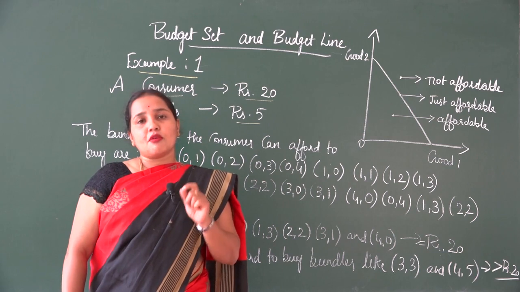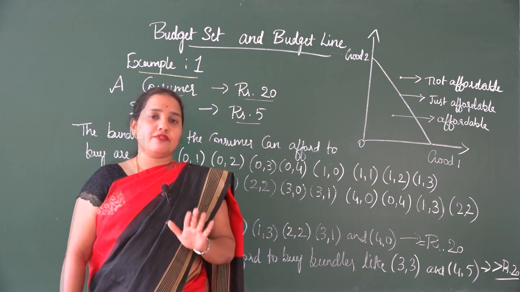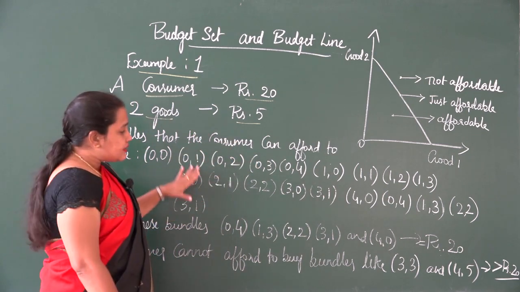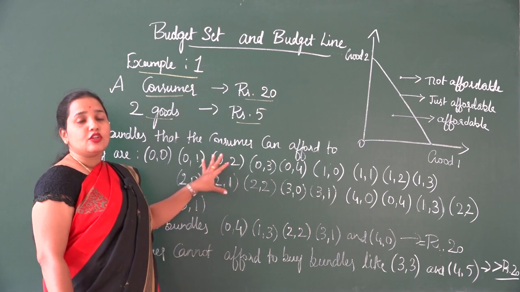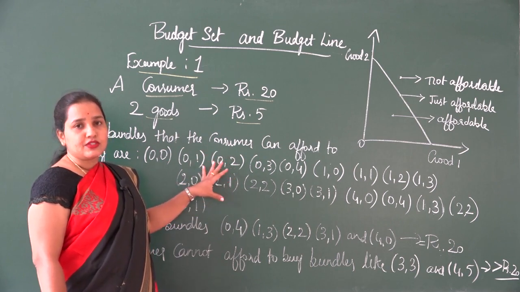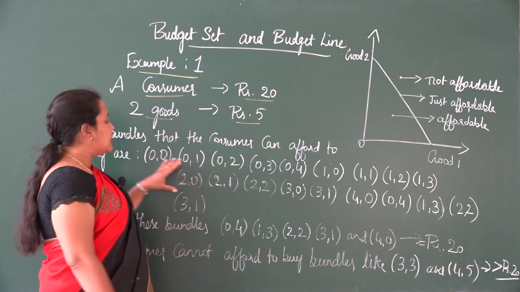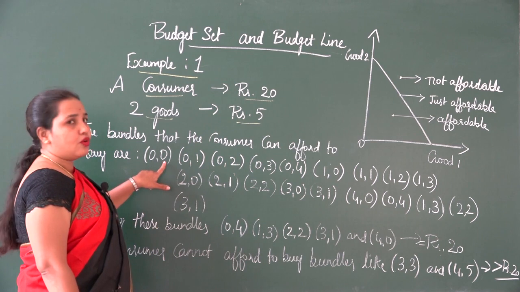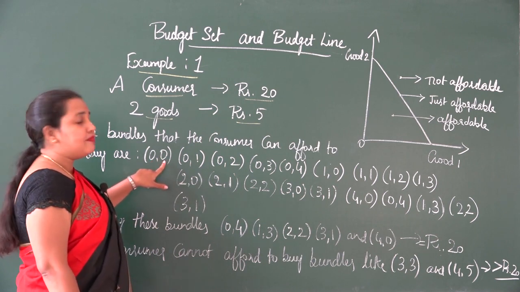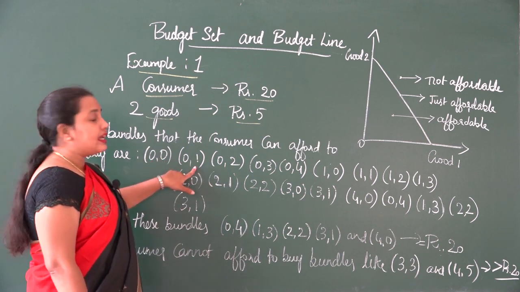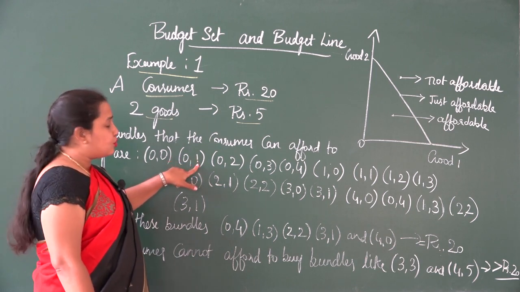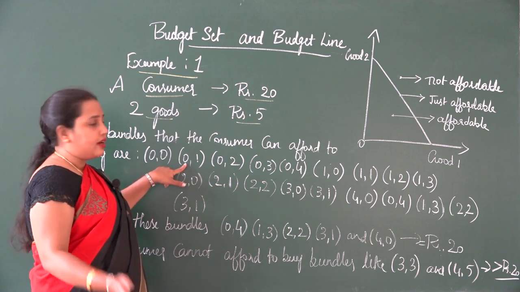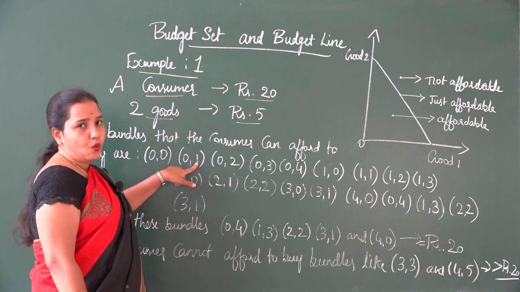Here, the two commodities are priced at rupees 5 each. And here, the consumer can afford to buy these many bundles. He can afford to buy only the combination of these goods, the bundles which consist of the two commodities. Look at this. Either the consumer need not buy any good, then it will be 0 and 0: 0 unit of good 1 and 0 unit of good 2. Or he may wish to buy 0 unit of good 1, and buy good 2 at 1 unit.